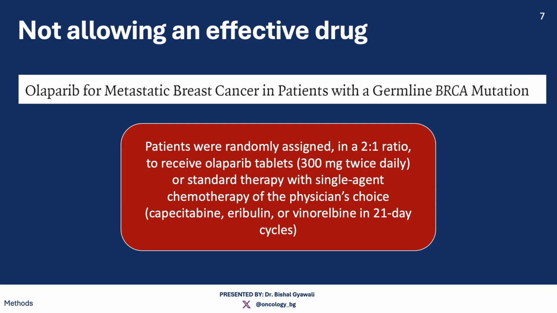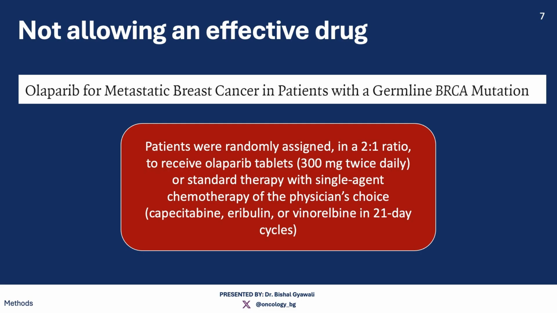The next category is not allowing the use of an effective drug. I'll give you an example of this. This is the trial of olaparib in metastatic breast cancer patients with BRCA mutation. And the methods section will say patients were randomly assigned in a 2:1 ratio. So now I think you need to be careful about this. We talked about unequal randomization in our last video. Instead of 1:1, they're randomizing 2:1. And I want you to recall what the issues related to unequal randomization are. Anyways, we are talking about the control arm today.